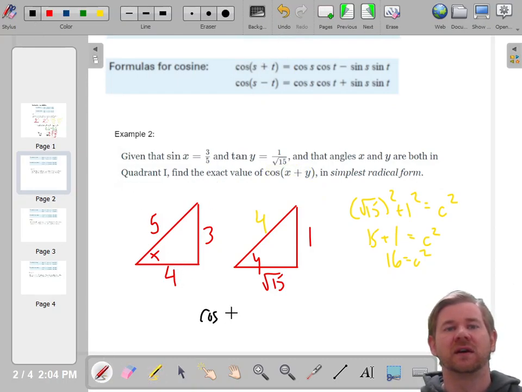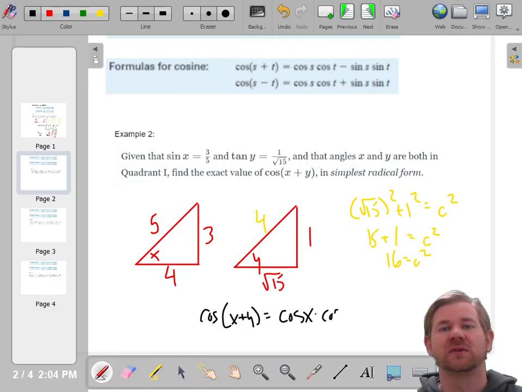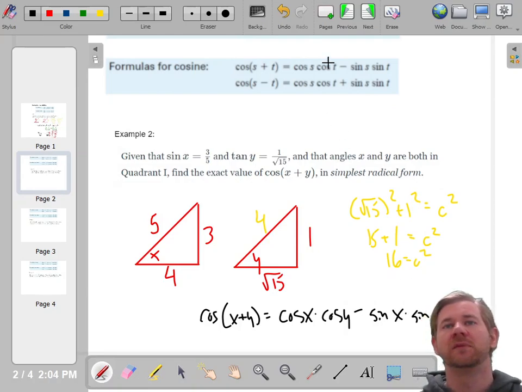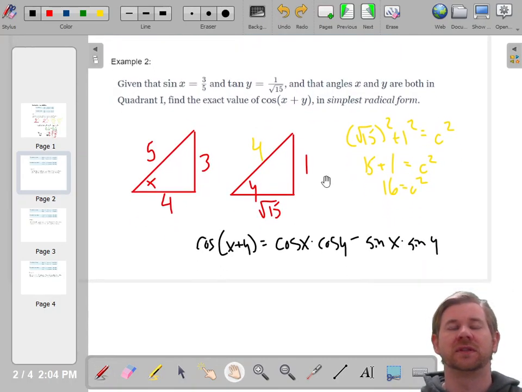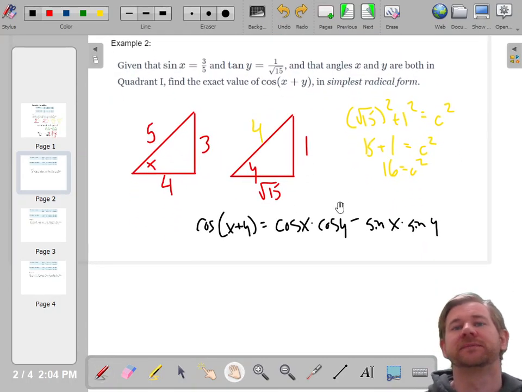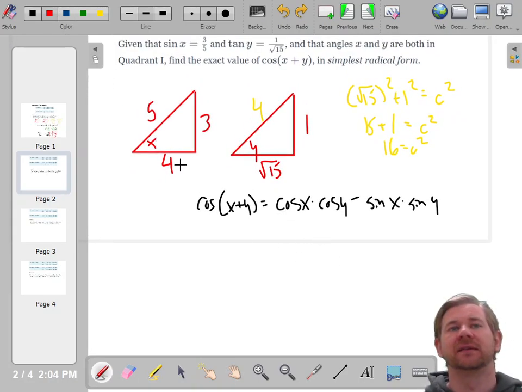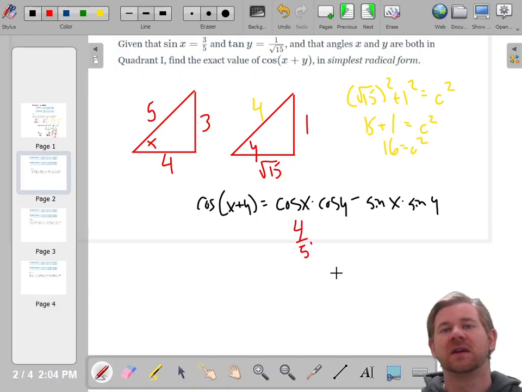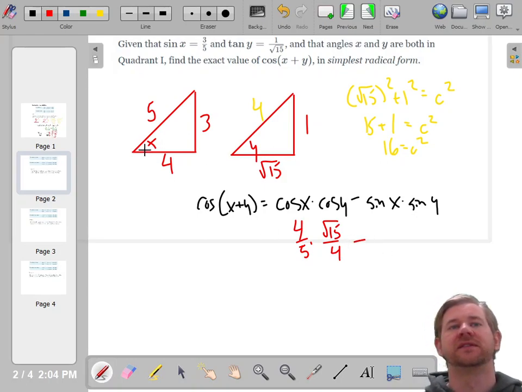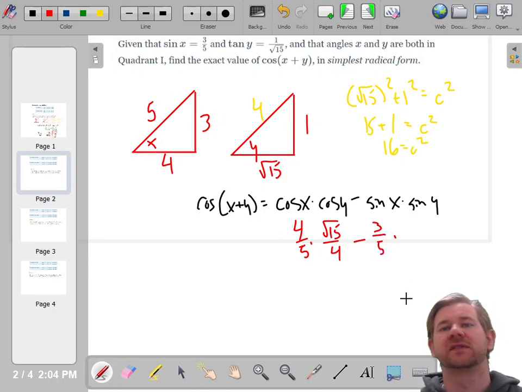The cosine of x plus y is the cosine of x times the cosine of y minus the sine of x times the sine of y. Be careful, the addition formula has a minus in it. So that's a little different than the sine formulas. So now we just got to fill in the blanks. The cosine of x is 4/5. The cosine of y is radical 15 over 4. The sine of x is 3/5. And the sine of y is 1/4.